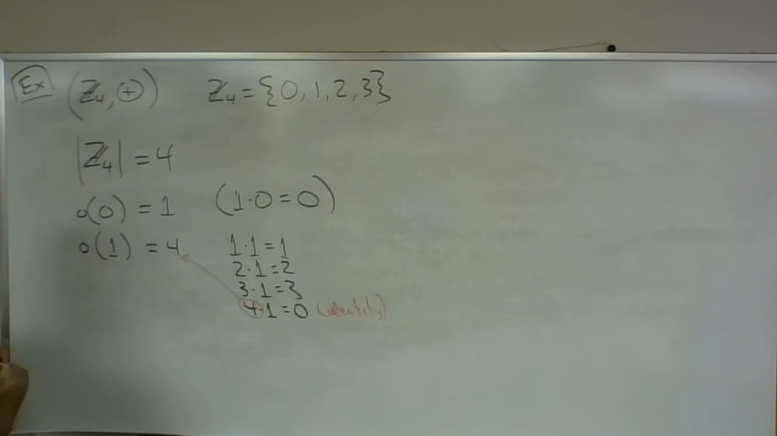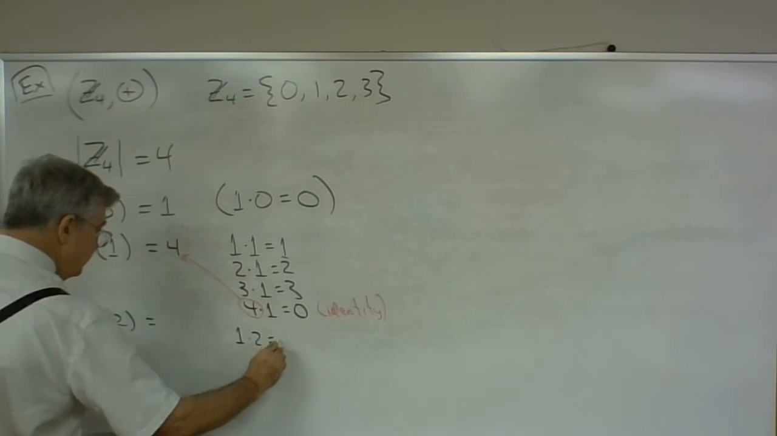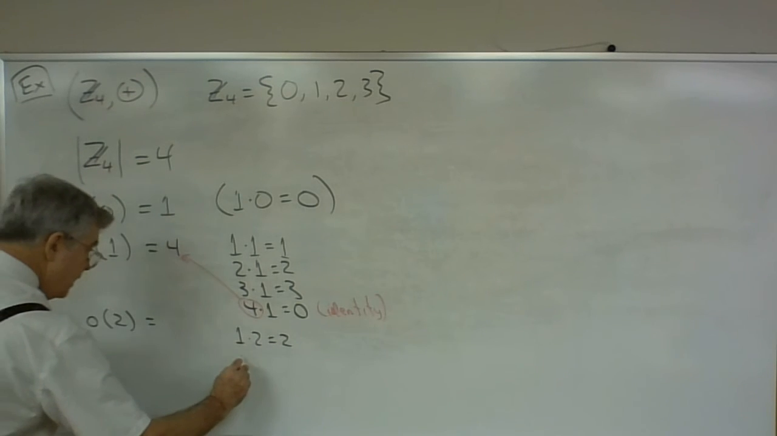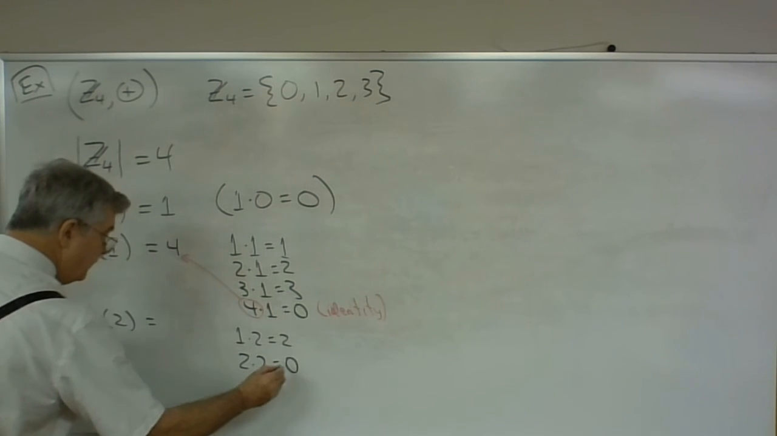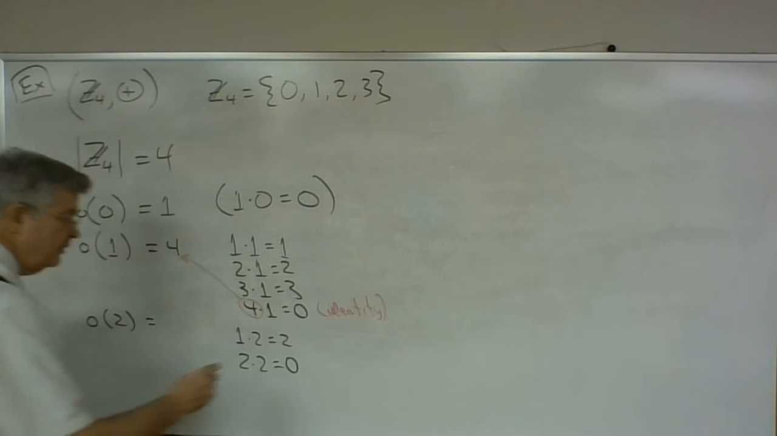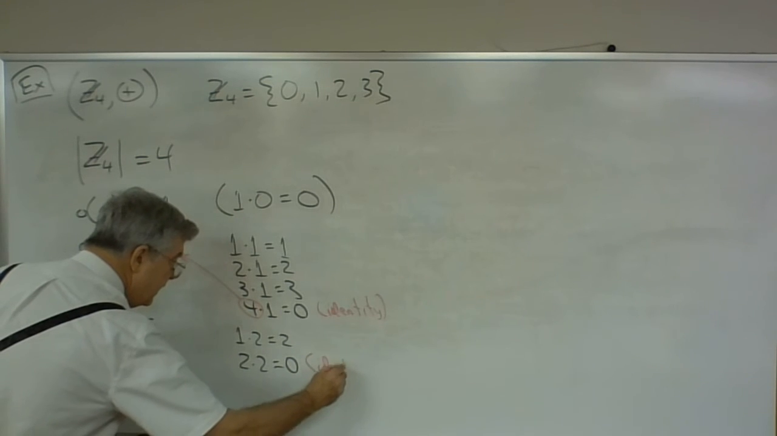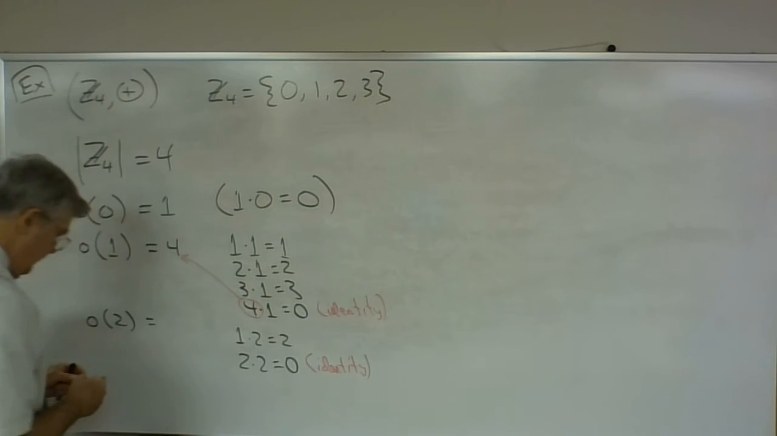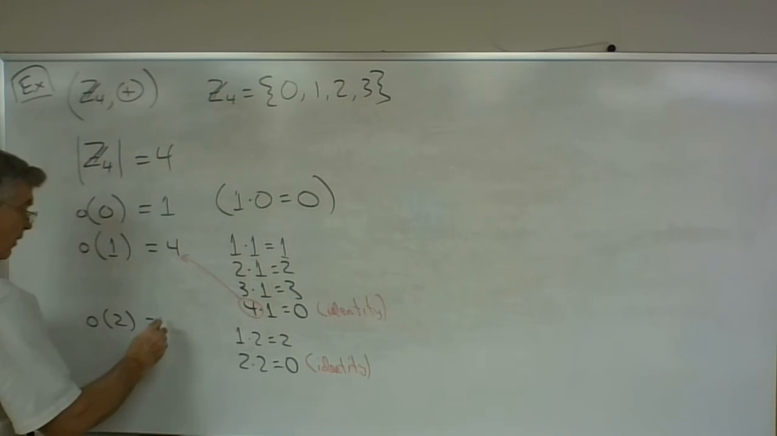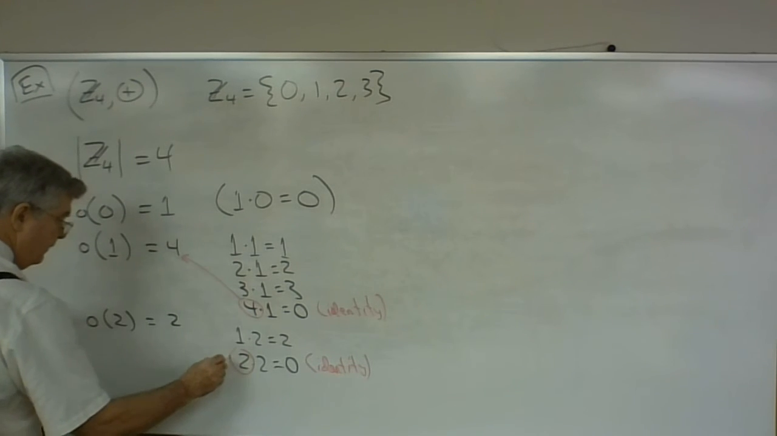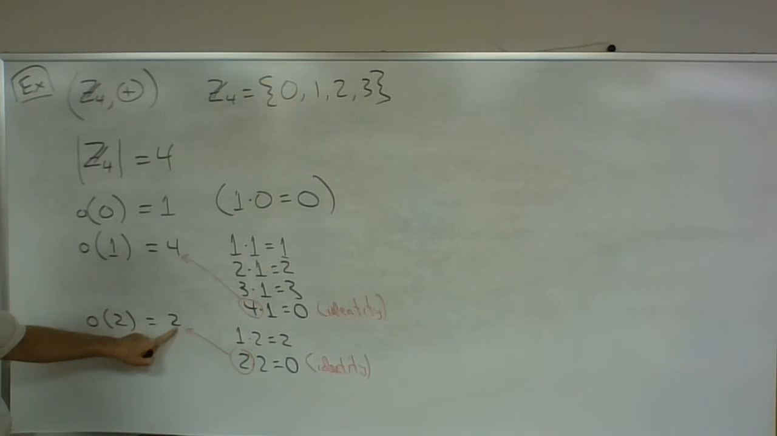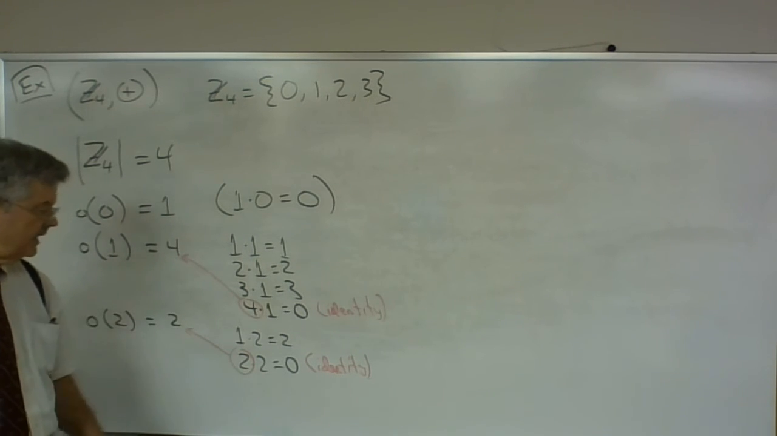Now let's see, the order of the element 2. 1 times 2 is 2 mod 4. 2 times 2 is 4, but that's 0 mod 4. Okay, so 2 times 2 is 0, the identity. So the order of the element 2 is 2. 2 is the least natural number that we have to multiply 2 by to get the identity.